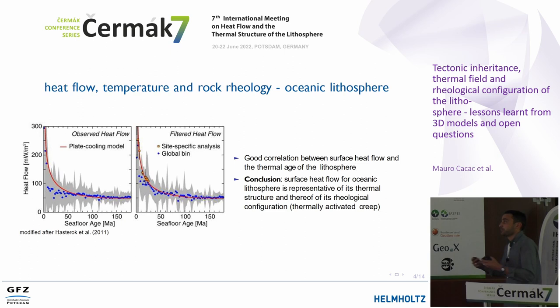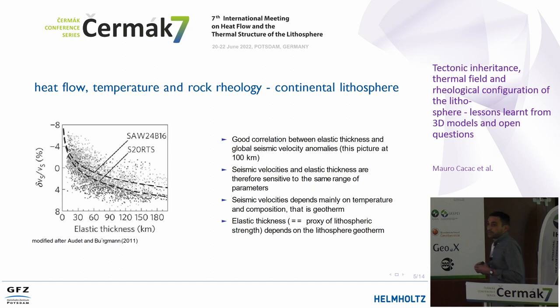There was something that was done even before this paper. I think this paper only corrected the earliest results. In the end, what you find is that there's a correlation, indeed, between surface heat flow and the thermal age. So the conclusion that you can derive when you look at the oceanic lithosphere is that the surface heat flow might be representative of the full thermal configuration. And that can also provide you with a proxy of the rheology of the lithosphere, because this is thermally activated.